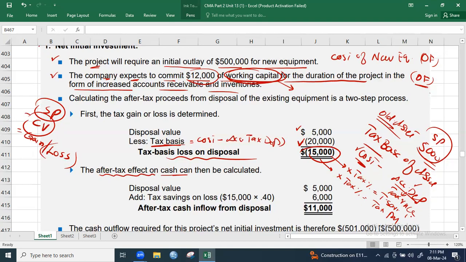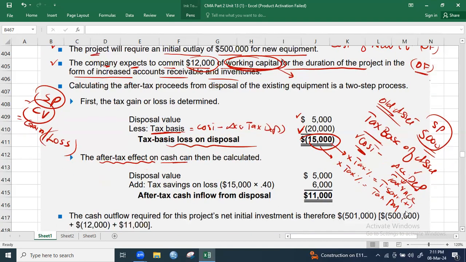Saving should be written as an inflow and tax payment should be written as an outflow. Usually, guys, when we sell an asset, we may have a gain or loss, right? On a gain, technically you have to pay tax, and on a loss, you can claim tax saving. So this is what we have to do.